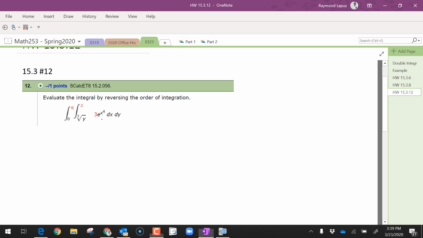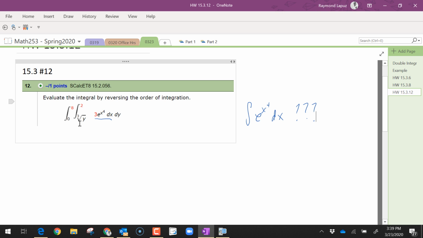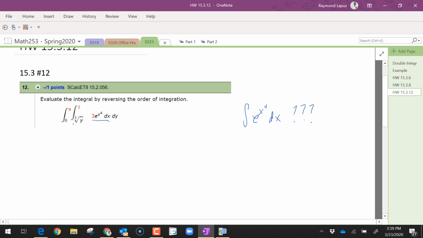Now when you first look at this and you try to imagine how to integrate e to the x to the fourth power, there's no formula for that. We don't have a closed form formula for that. So we're going to need to reverse the order if we have a chance of solving for this. Now, even if we reverse the order, sometimes you still won't be able to integrate, and so we're kind of stuck. But these problems are set up for you so that reversing the order would allow you to actually compute the integral.